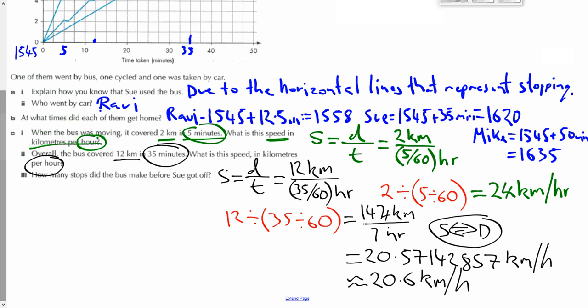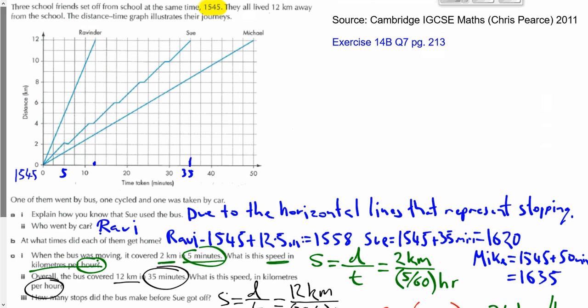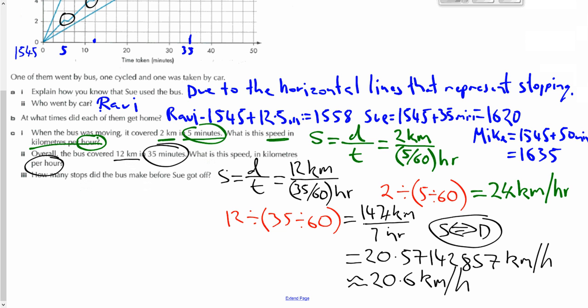Okay, and last question, how many stops did the bus make before Sue got off? That's a nice simple one to answer. We can see where the bus has stopped here because that's where Sue stopped covering any distance. So we've got 1, 2, 3, 4, and 5. So there were 5 stops before she got off the bus.